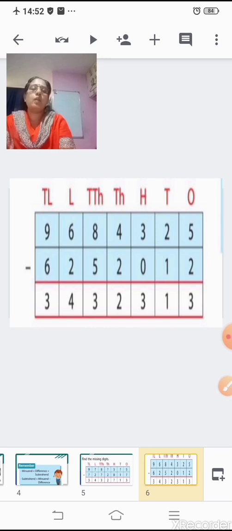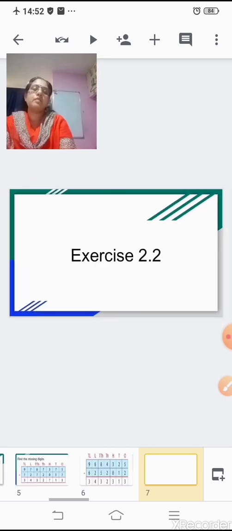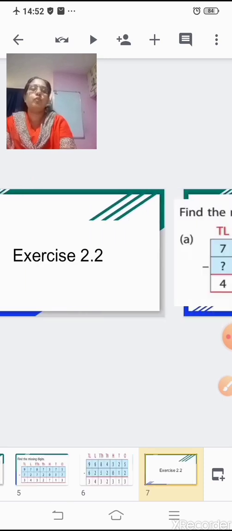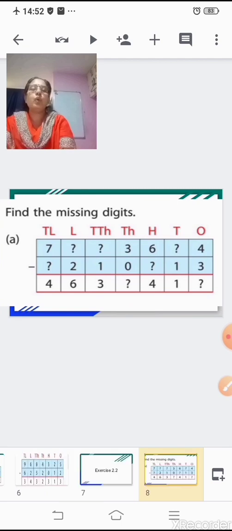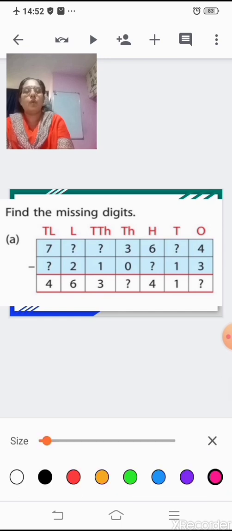Now let us start with some exercise sums from 2.2. Here you have to find the missing digits again. We will start from the ones place. 4 minus 3, that is 1.